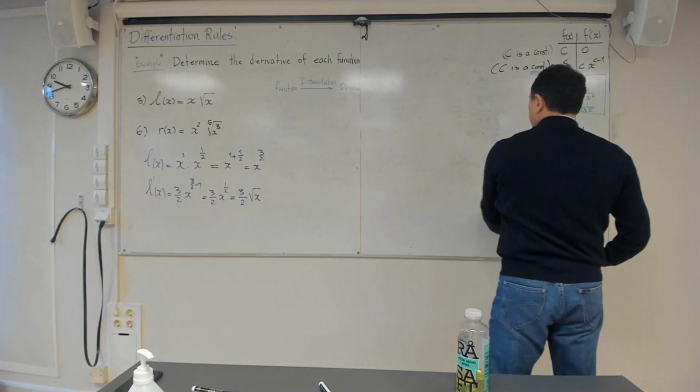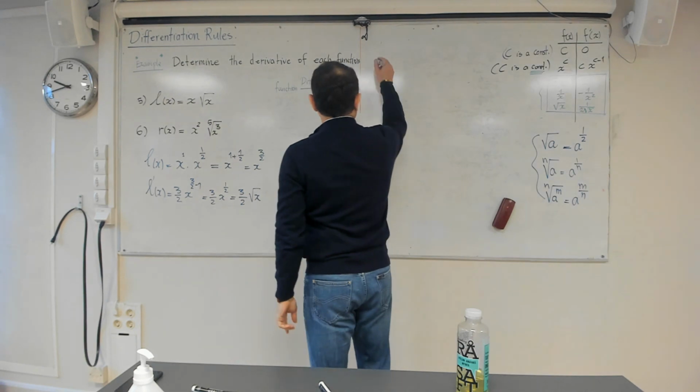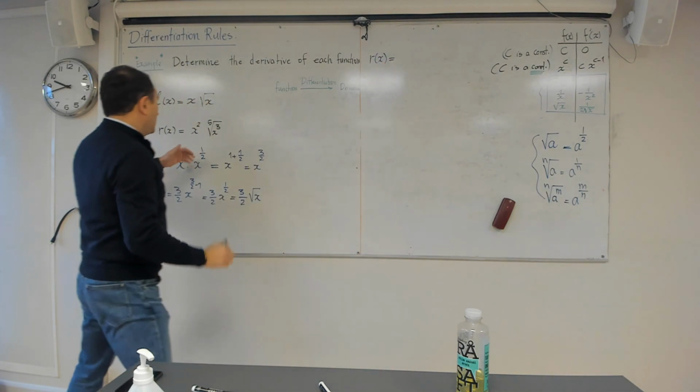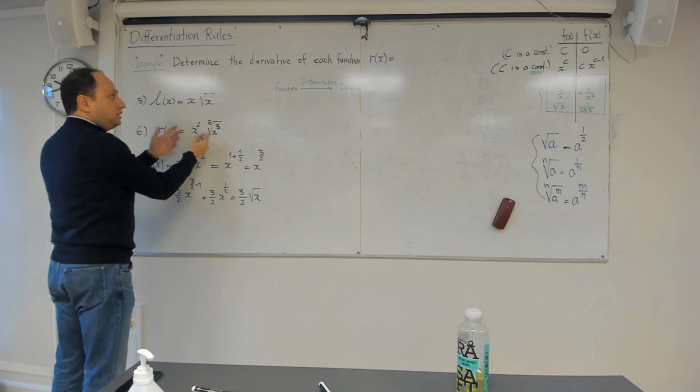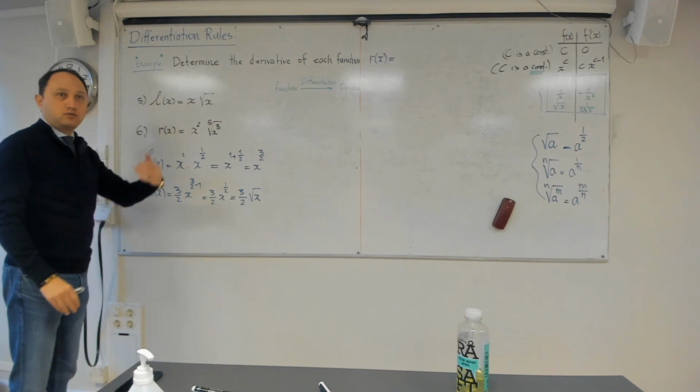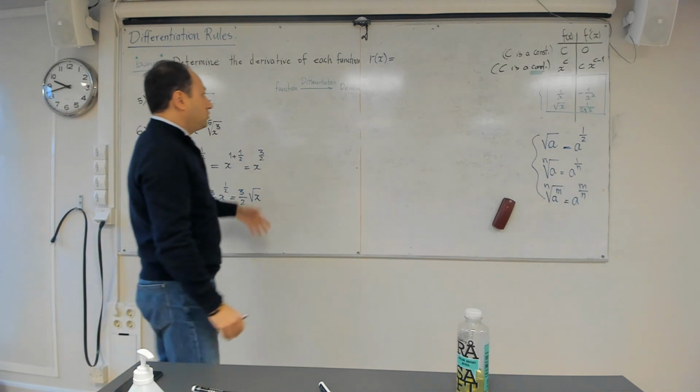The next problem is simplify this again. So R(x) is equal to. Can I start differentiating immediately? No, because I don't have any information in my table for this function. So I need to change the form. So you see I'm repeating it over and over again.